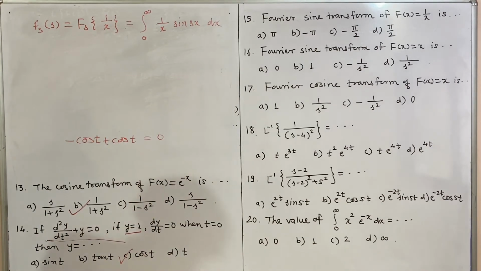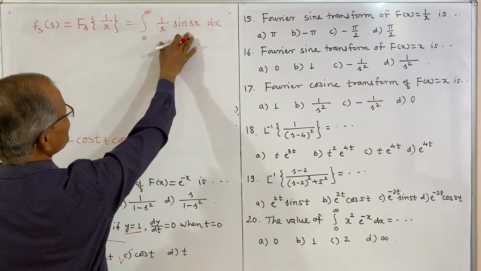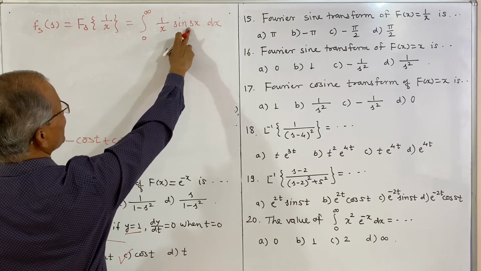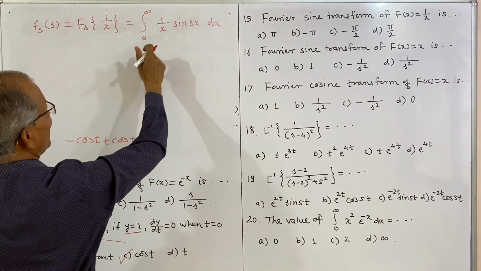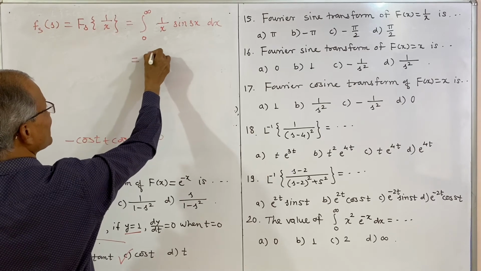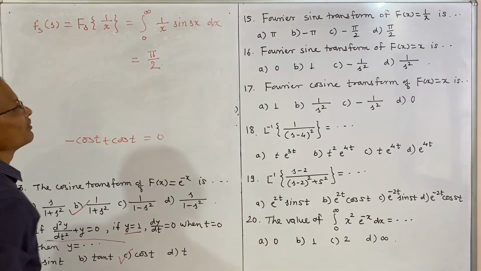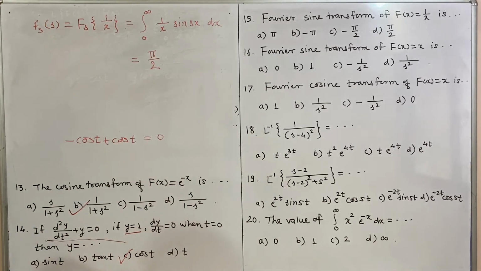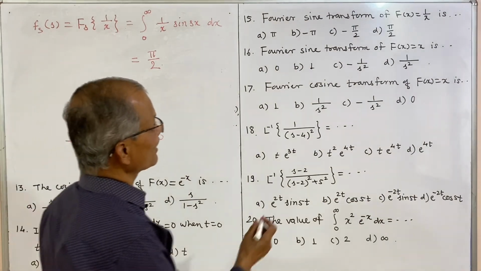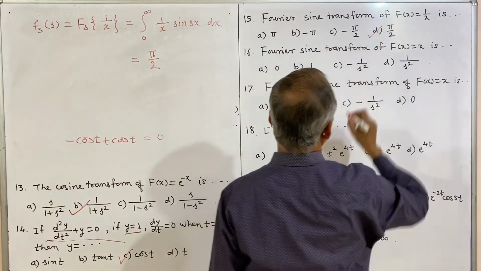This is an improper integral in a particular form, sin sx divided by x, and its value was obtained earlier and is known to be pi by 2. So, using Laplace transform also we have evaluated this integral, and that is pi by 2. Therefore, the correct answer for this is pi by 2.